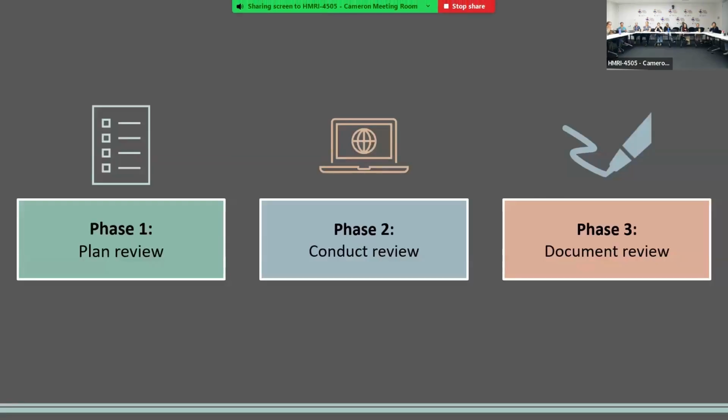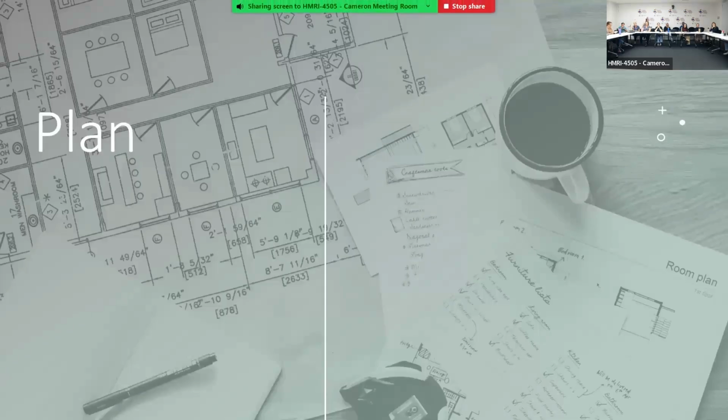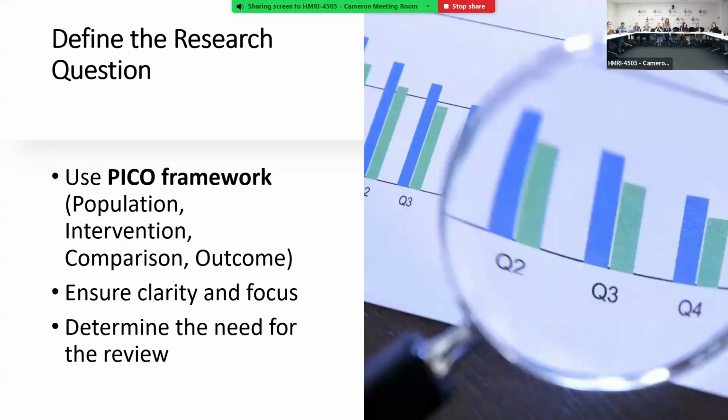So the phases of a systematic review are: you plan the review, you conduct the review, and you document the review. In the planning stage, the first thing you need to do is define your research question. As I said before, with research studies, what type of review you want to do comes back to what research question you ask. If you're doing a systematic review, it's advisable to use a PICO kind of framework, which is population, intervention, comparison and outcome.